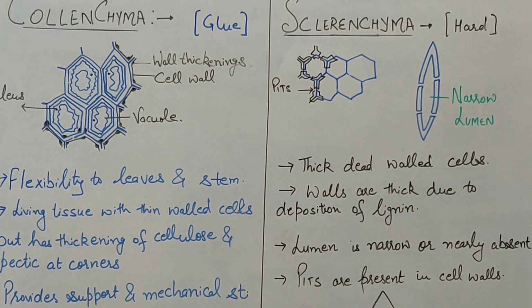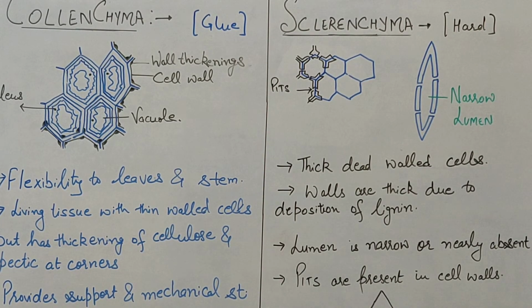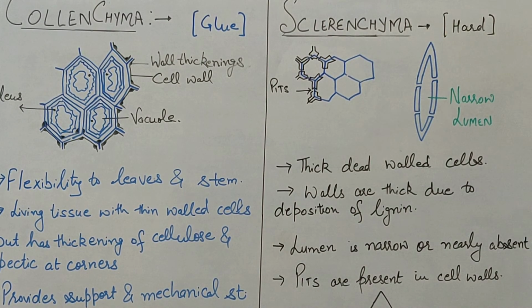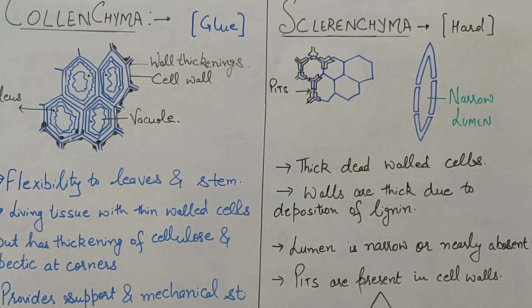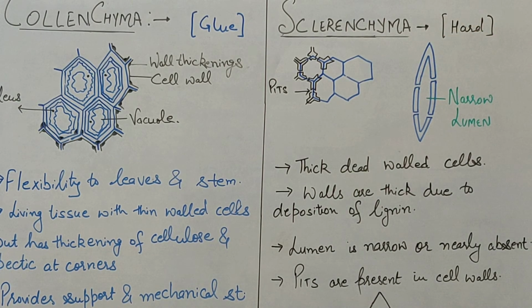It is a simple permanent tissue which makes plant hard and stiff, as it consists of dead cells. These cells have hard and thick walls due to the deposition of lignin. Lignin deposition is so thick that walls become strong, rigid and impermeable to water.